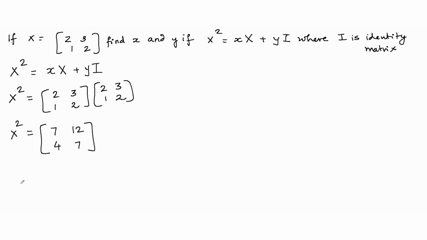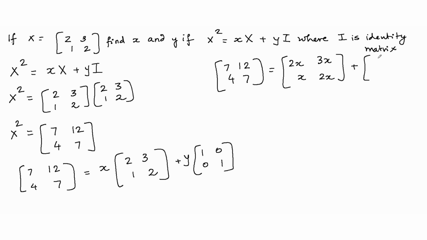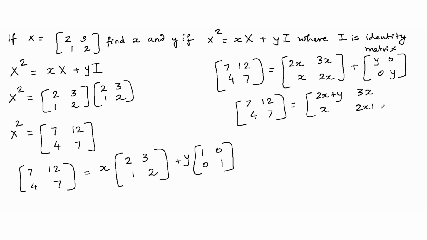So I can say that X squared, 7 12 4 7, is equal to x times the matrix X, which is 2 3 1 2, plus y times the identity matrix, that's 1 0 0 1. And therefore I get 7 12 4 7 is equal to 2x 3x x and 2x plus y 0 0 y. So now I can add the two matrices. What I will get is 7 12 4 7 is equal to 2x plus y, then 3x, then x and 2x plus y.